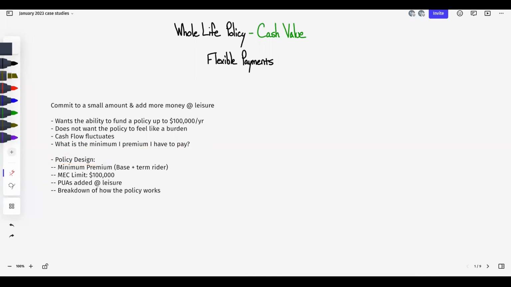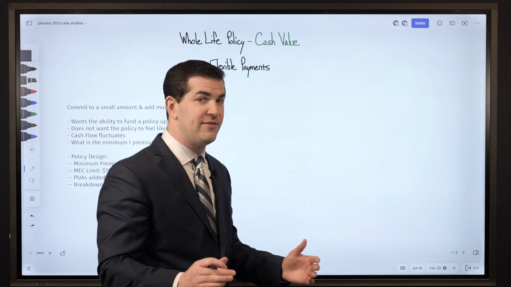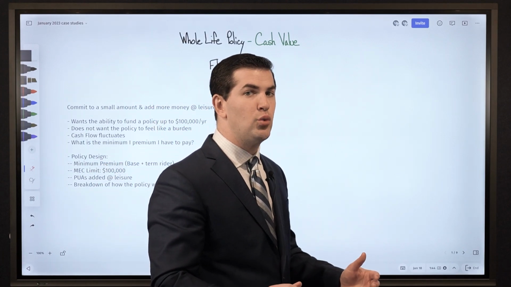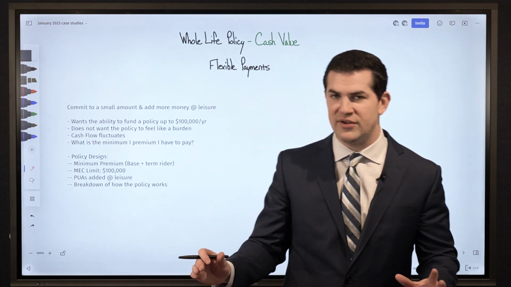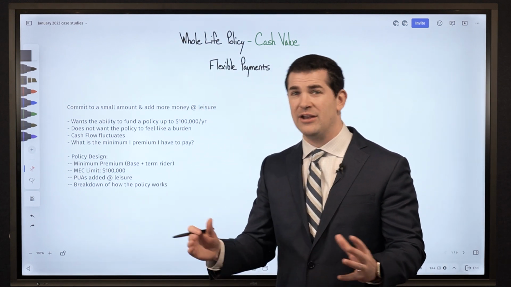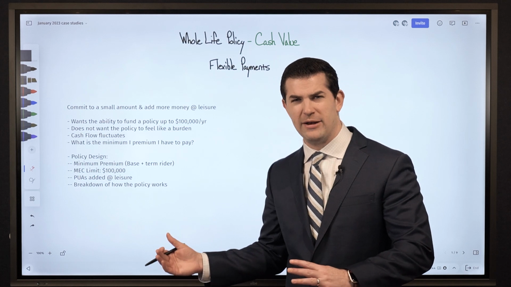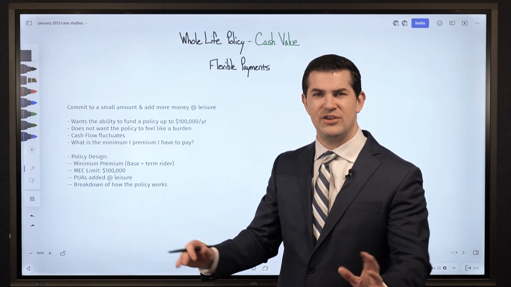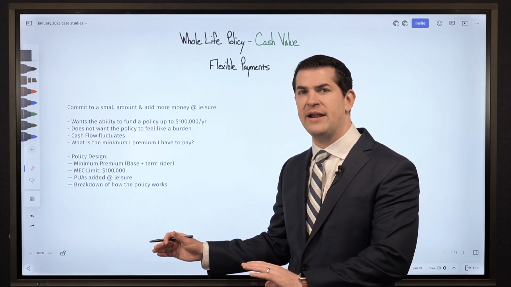So we've got a minimum premium. This will include the base premium and also a term insurance rider. We'll have a MEC limit. MEC stands for modified endowment contract. We do not want our policy to become classified as a MEC, because if it does, the cash value will be taxed if we access it. Specifically, the gains will be taxed as ordinary income. There's potential penalties. We want to make sure that the policy does not become classified as a MEC.